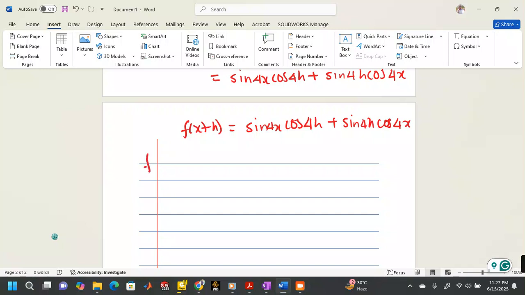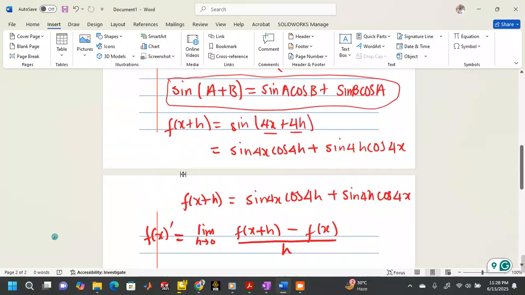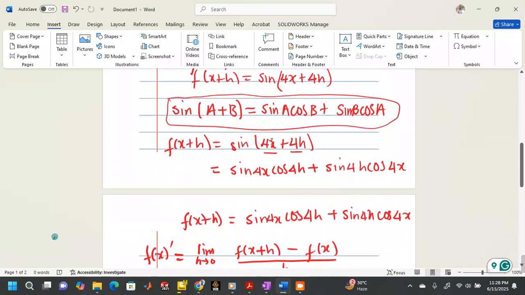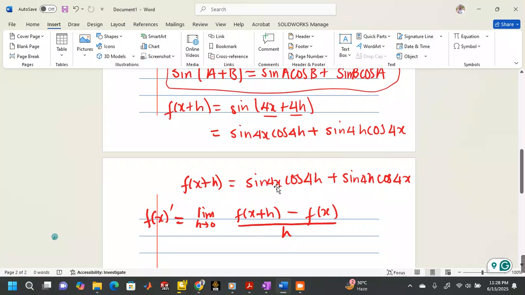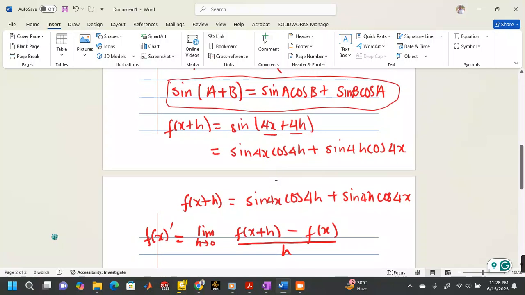The formula is, if you are differentiating f(x), you take the limit as h approaches 0 of f(x+h) minus f(x), divided by h. The beauty of expressing it in this form is that we know f(x) is just sine 4x. We're trying to find another 4x term so that we can group the two terms and simplify our equation. We can't just write it in the other form because it is not very useful in this case, so we need to write it in a useful form.